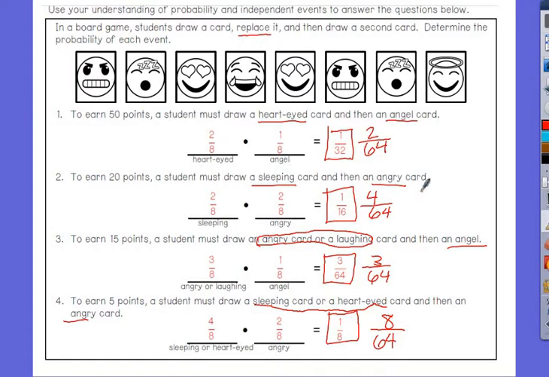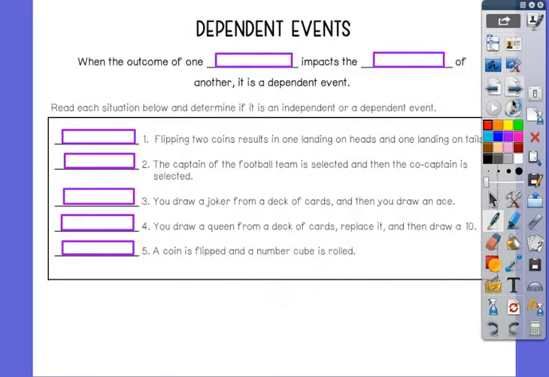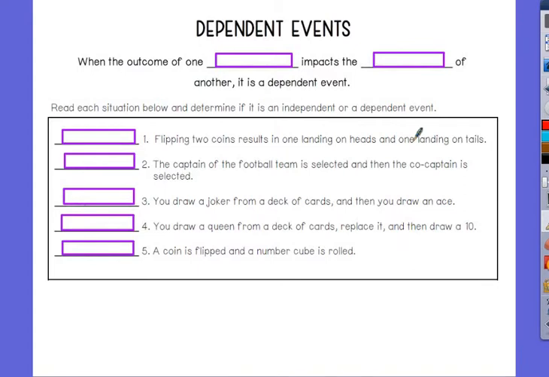And that's all I'm doing on independent variable. That's pretty easy. So now I'm looking at student handout 6, dependent variable or events. And the definition for that says when the outcome of one event impacts the outcome of another, it is a dependent event.